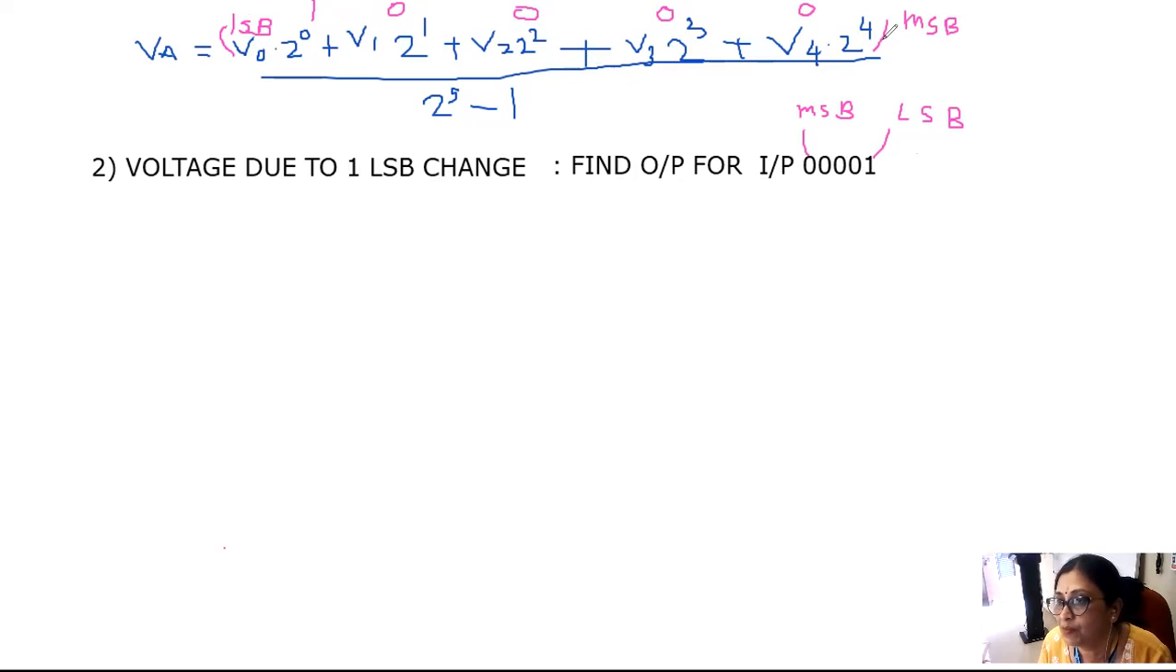It starts from LSB and ends with MSB. So you have to write the reverse number 1 0 0 0 0. Okay. So now let us find the value of VA LSB, output voltage due to 1 LSB change. So that is what we are going to find out.